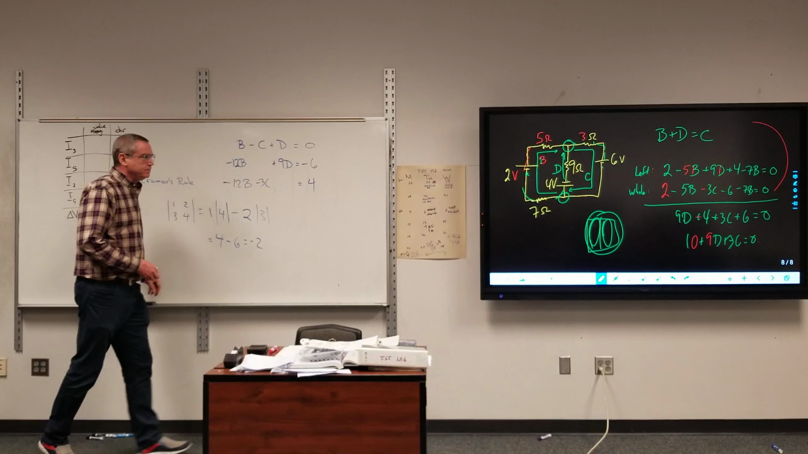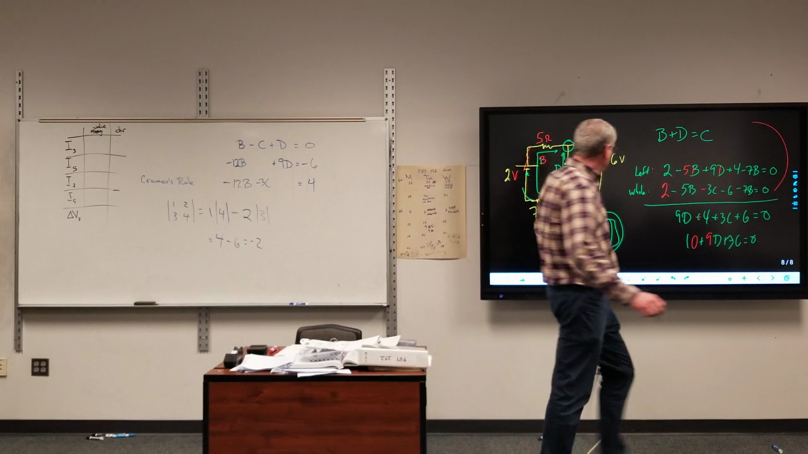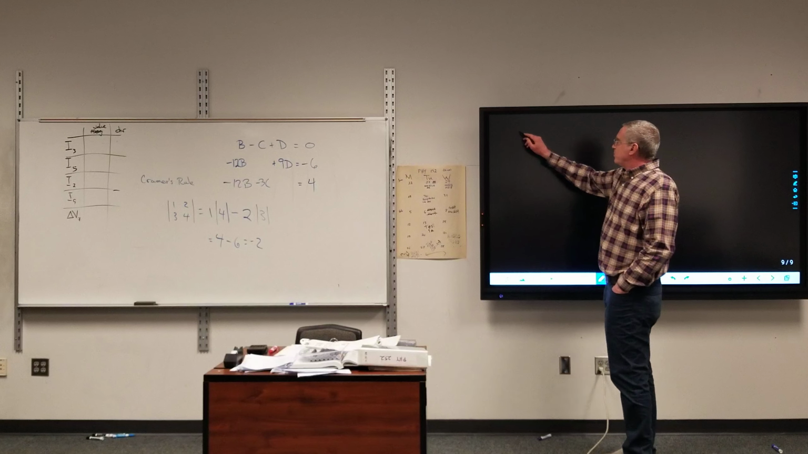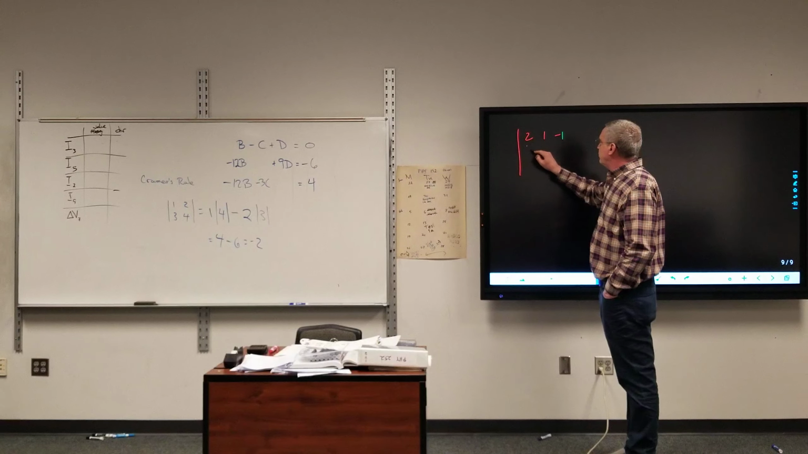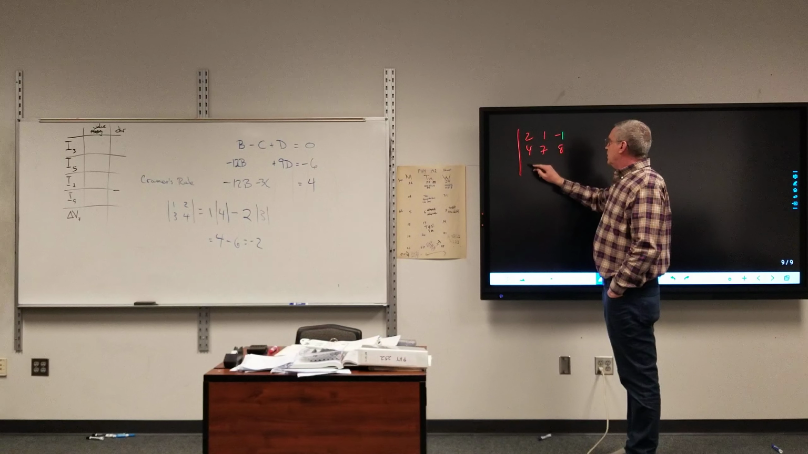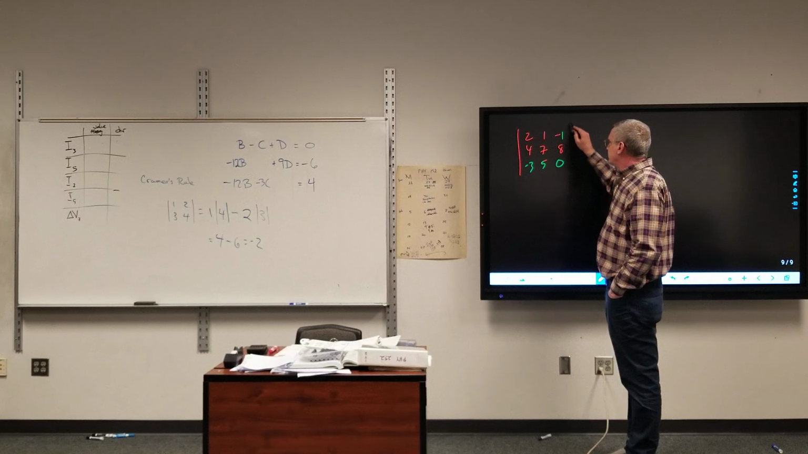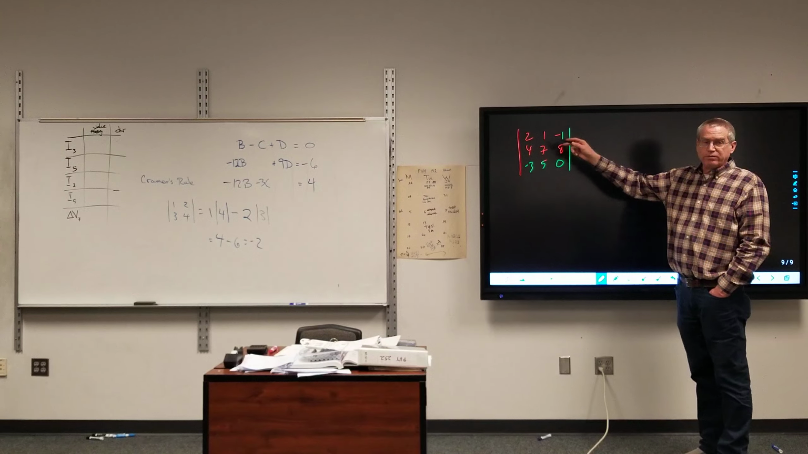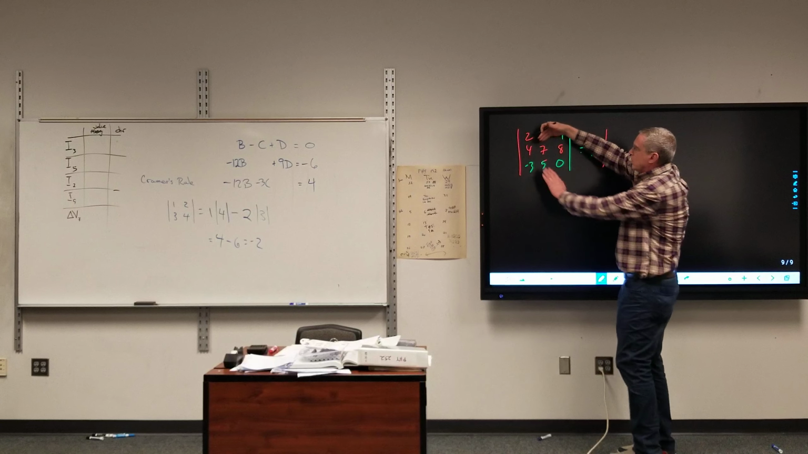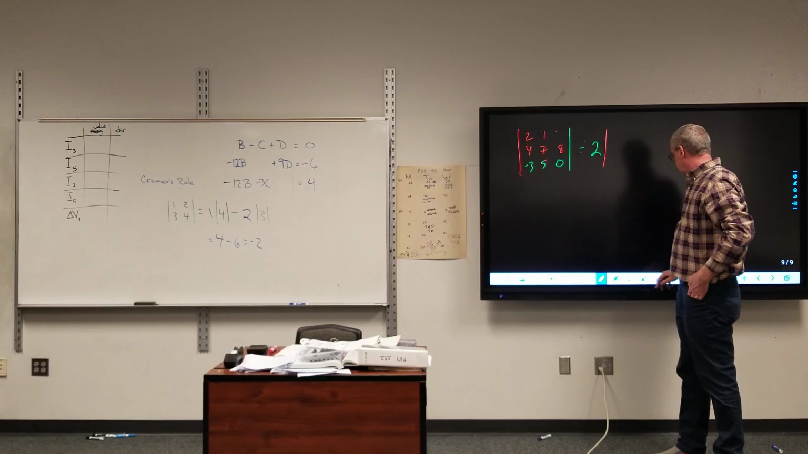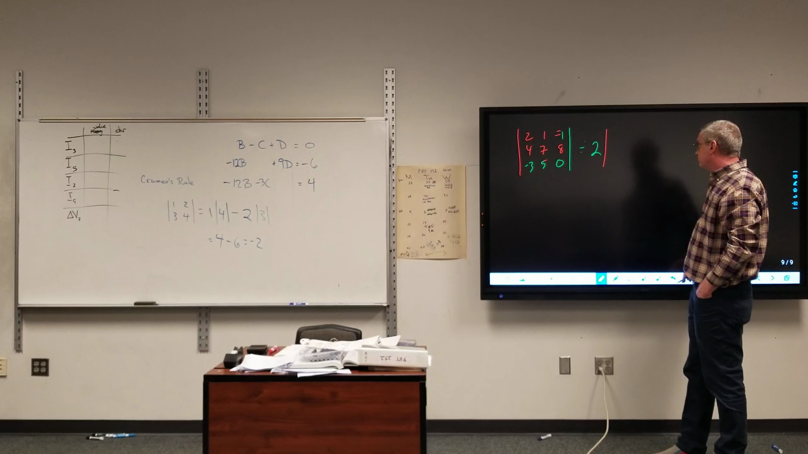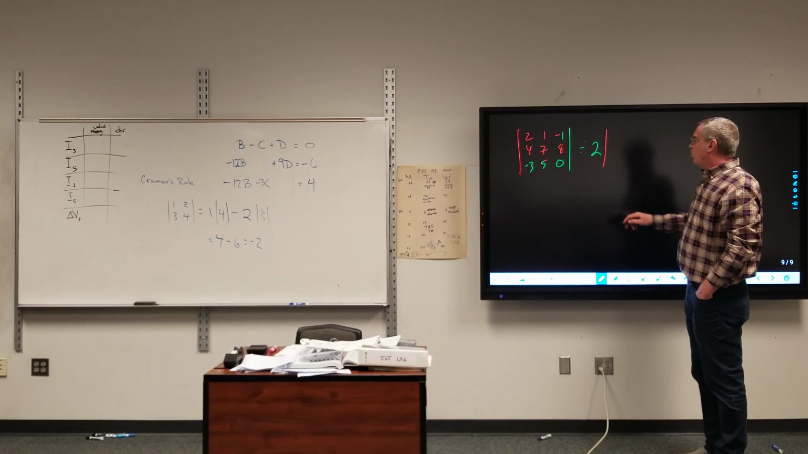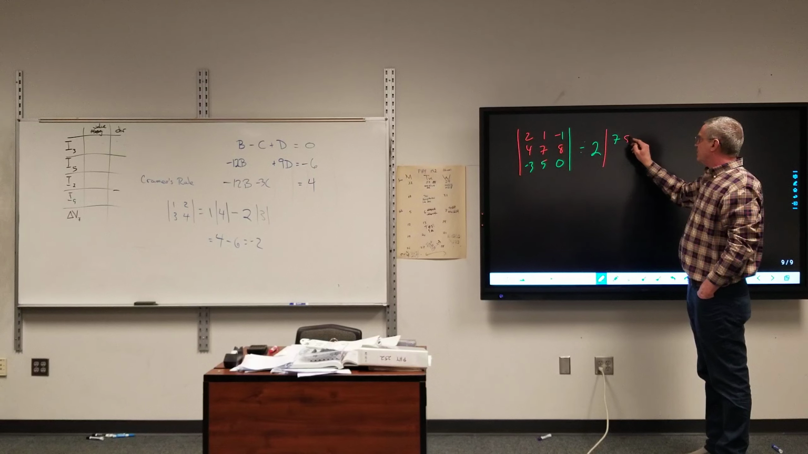If I have a 3 by 3, we will go back to this. If I have a 3 by 3, so 2, 1, negative 1, 4, 7, 8, negative 3, 5, and 0. The determinant of this is, I start in the upper left-hand corner, 2 times, mark out that row and column, and what I'm left with is 7, 8, 5, and 0.